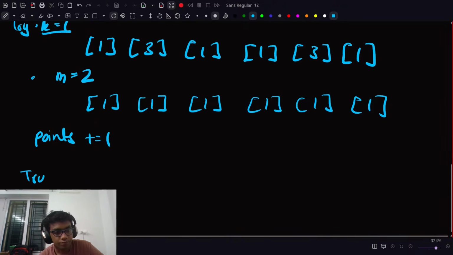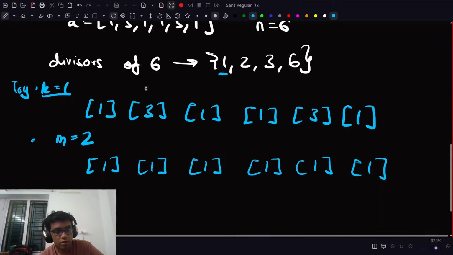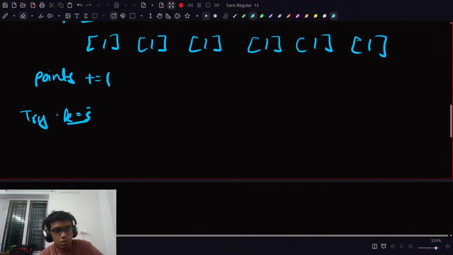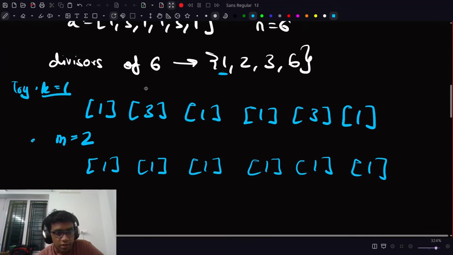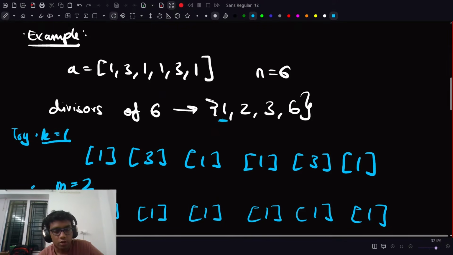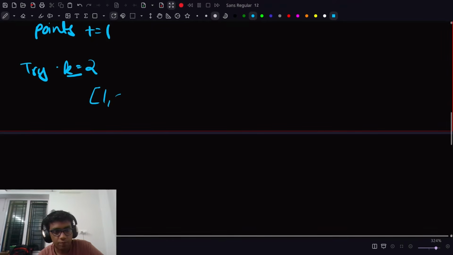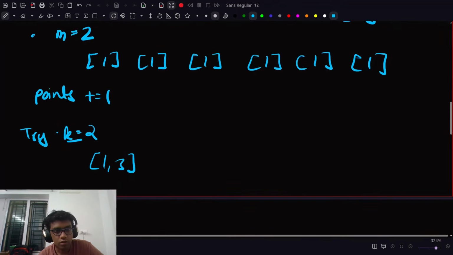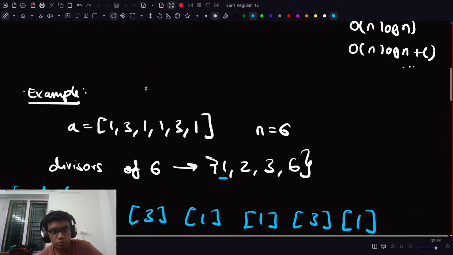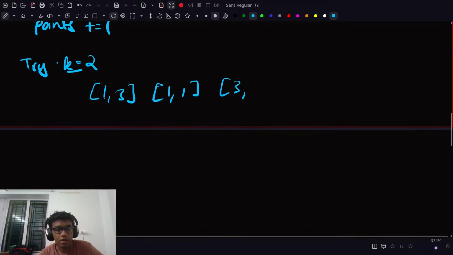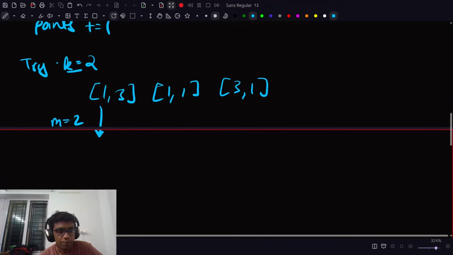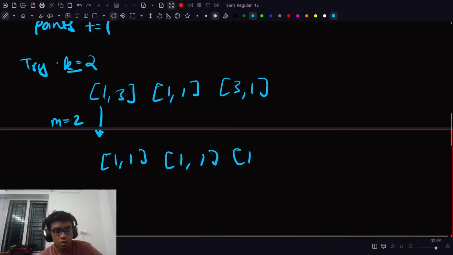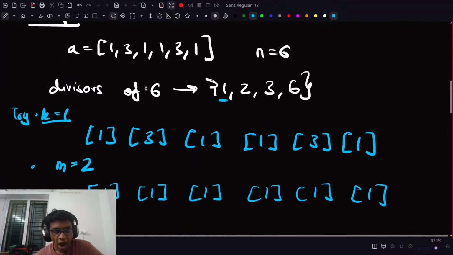Now what about k equals 2? In the case where k equals 2, again we can divide it into blocks of size 2. So we get 1 3, then 1 1, then 3 1. Again, if we use m equals 2, we can see that this entire condition gets satisfied, and we get 1 1, 1 1, 1 1, and so on and so forth.